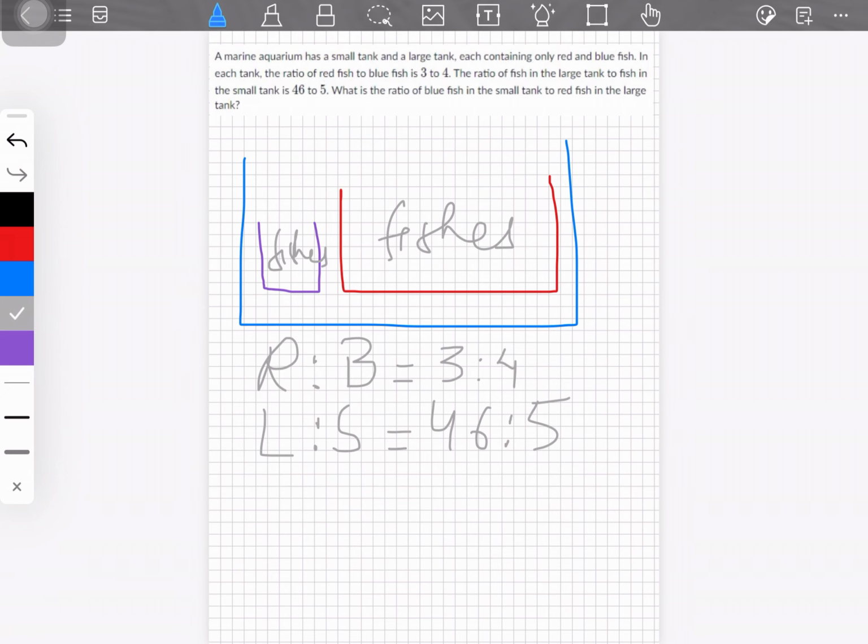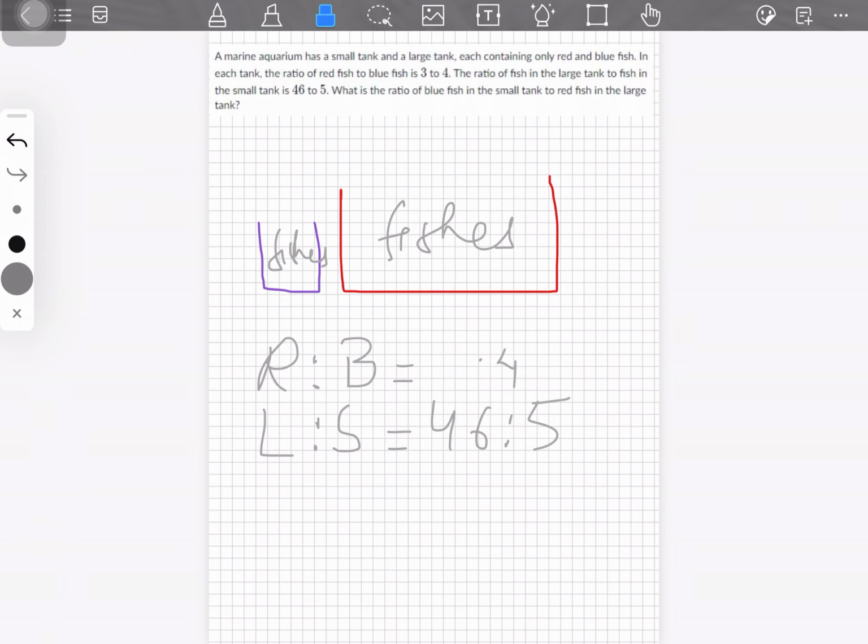The first approach that I took was to try to use unitary methods. I found out how many fishes there would be if there is one fish in the small tank, which I think was around 9.2, and how many blue fishes there are if there is one red fish. If there is one red fish, it came out, I think, 1.33. So that was the long method. But then the short one would be finding the total of this.